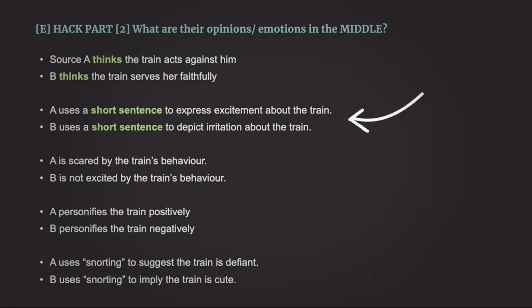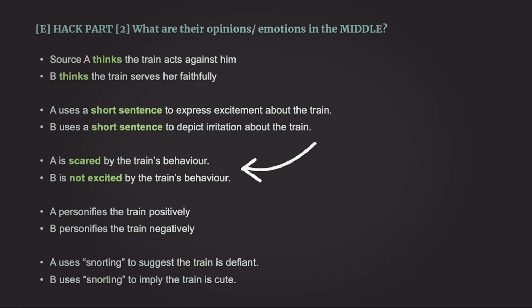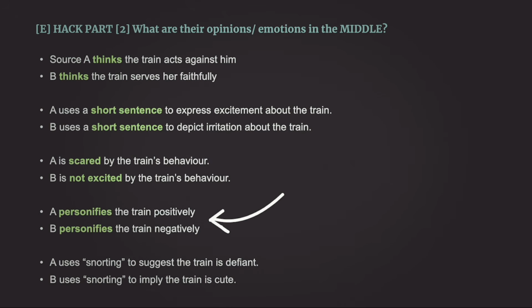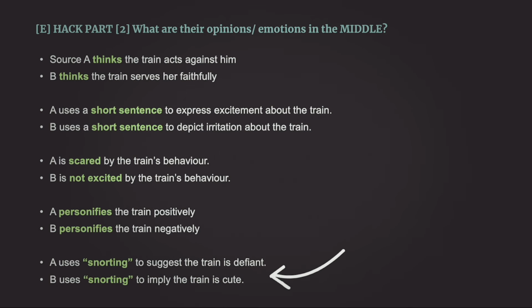Source A uses a short sentence to express excitement about the train. Source B uses a short sentence to depict irritation about the train. Here, they use a similar technique, but differently. A is scared by the train's behavior. B is not excited by the train's behavior. A personifies the train positively, and B personifies the train negatively. A uses snorting to suggest the train is defiant. B uses snorting to imply the train is cute.